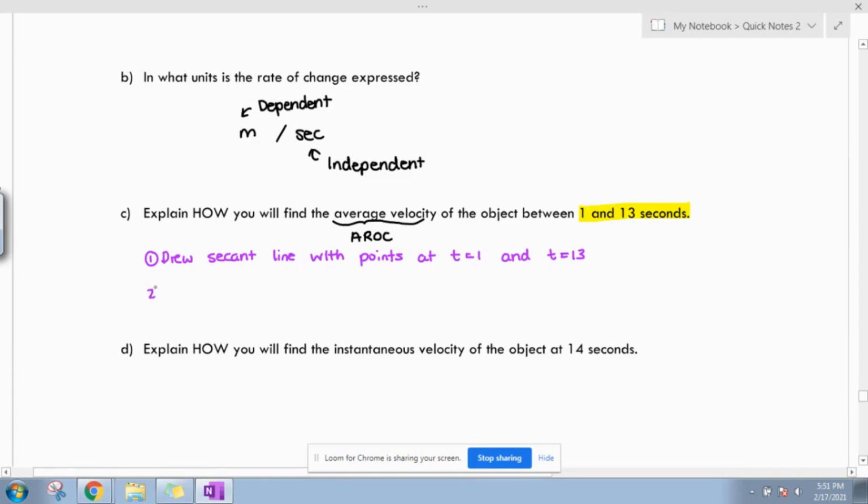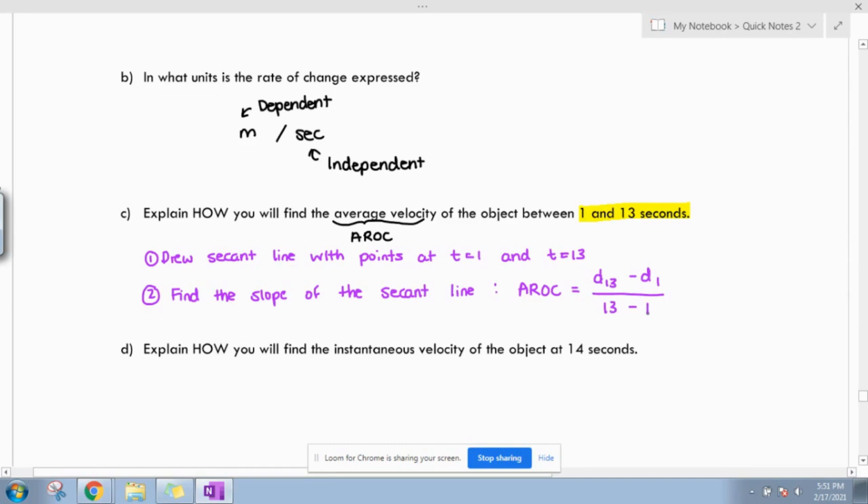So the second step would be to find the slope of the secant line. And that will tell you your average rate of change. So, your distance at 13 seconds minus your distance at 1 second, over 13 minus 1. So this is your regular slope formula.